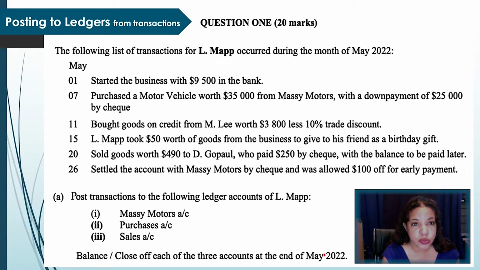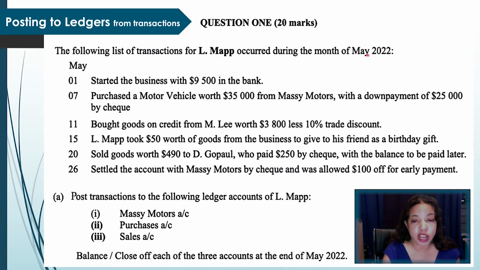Okay, so this was exam question number 1, and we're just going to do the first part, which is posting to ledgers. That was where we had the business Mapp, which we represent. So we will refer to it from Mapp's point of view. Whenever I say we, I mean from the business point of view, okay?